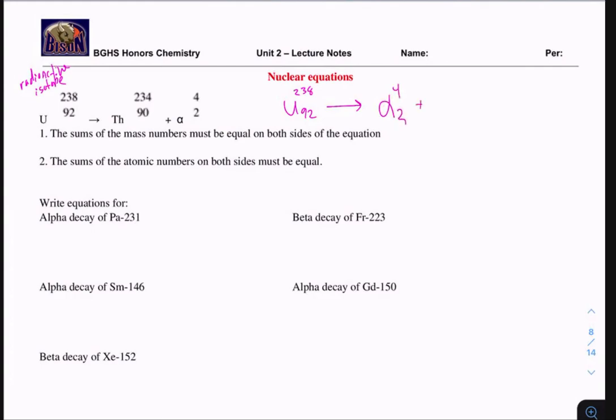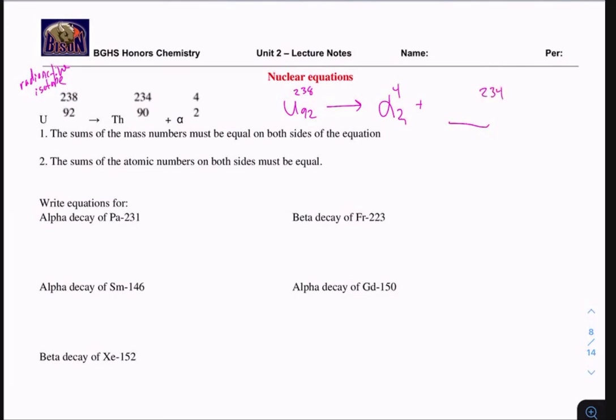When something emits an alpha particle, the total mass on the left must equal the total mass on the right. Just by looking at what we have here so far, what is the total mass on the left? I.e., what's the mass number? 238. Okay, so what that means is then on the right side, the sum of the mass numbers must be 238. If an alpha particle has a mass of 4, that means this other thing has a mass of 234.